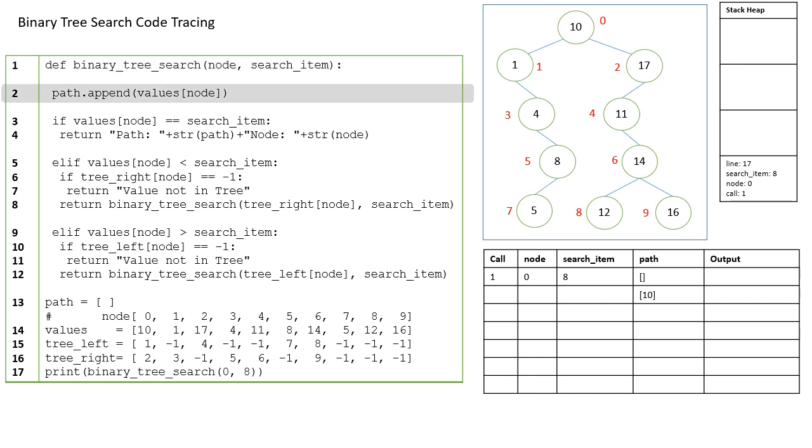Next, we add the value of the node at index position 0. So referencing node 0 is 10. So we add the value 10 to our path list. Next, we need to evaluate the if statement on line 3. Well, clearly value nodes, which is 10, is not equal to the search item 8. So that's false.